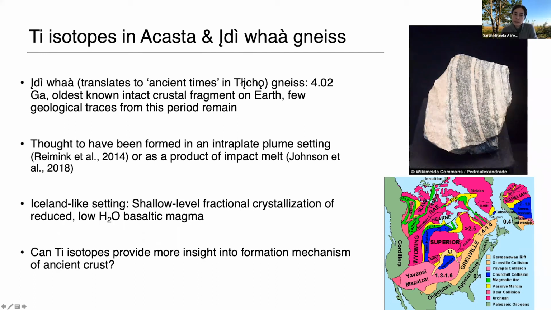So this would be similar to what we find in Iceland. If anyone has ever been to Iceland, Iceland is a perfect example of a plume-like setting. And the idea here was to probe whether or not titanium isotopes could tell us more information about the formation mechanism of these rocks, and then also rocks that were formed afterwards. So looking at rocks that were formed a little bit closer to the modern day.